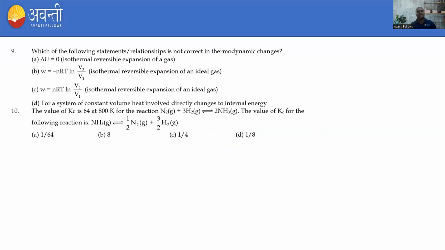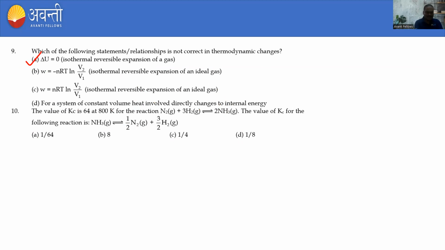Now, move to the next question, that is question number 9. Which of the following statements or relationships is not correct in the thermodynamic changes, right? So you need to calculate which of the following statement or relationship is not correct in the thermodynamic changes. First one, delta U is 0 for the isothermal process. This is absolutely correct, right? Because delta U is the internal energy and we all know this, internal energy is 0 in the isothermal process.